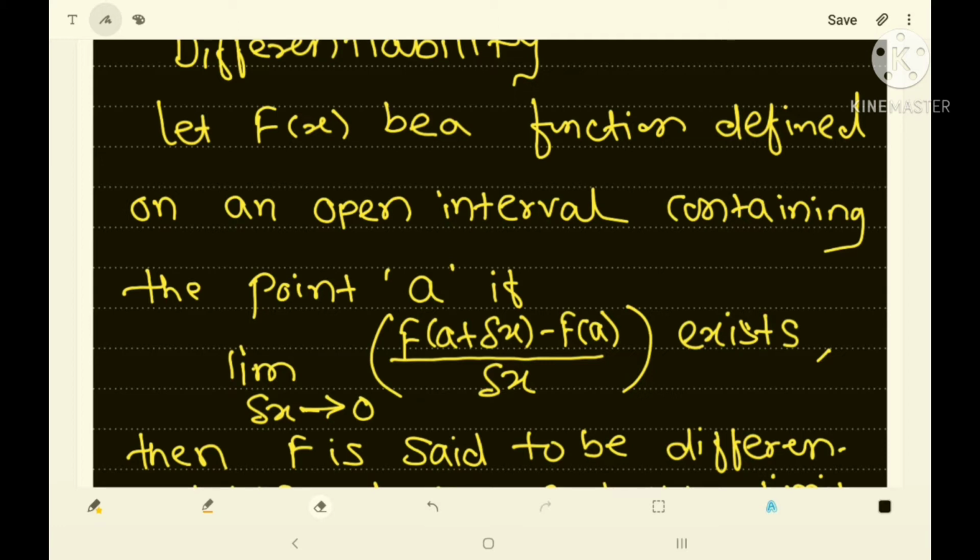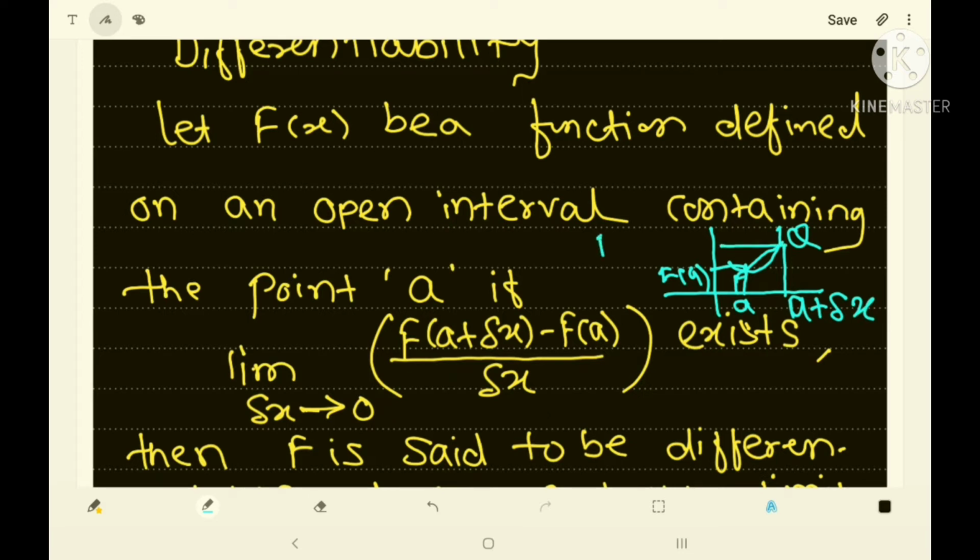limit delta x tends towards 0, f of a plus delta x minus f of a over delta x. What is the exact meaning of this? Suppose this is my xy plane and I have one curve like this. Then first of all I have one chord, and suppose I want to move this point q towards p. So this point is known as a with f of a. This point is known as a plus delta x. Here is delta x like this.